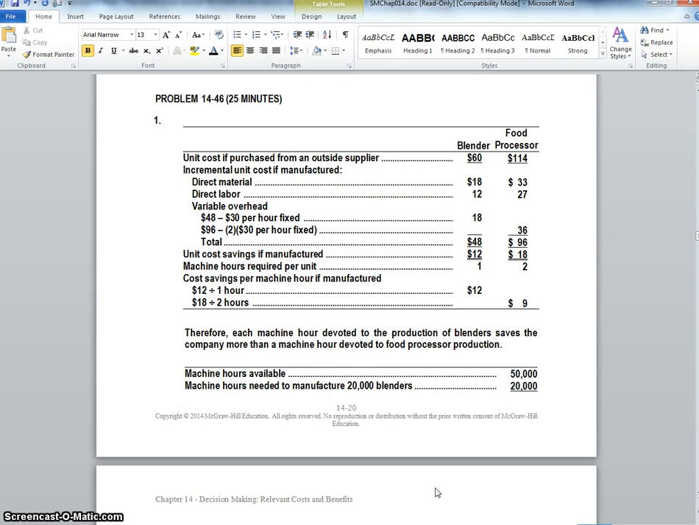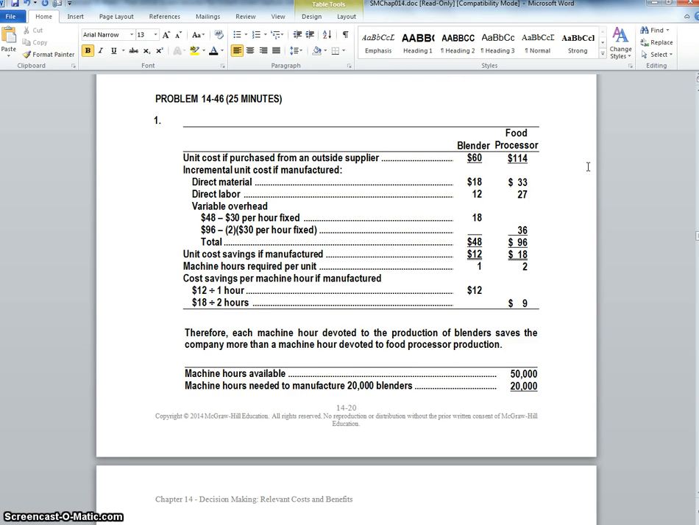Hi everybody, we're going to go through the third practice problem for chapter 14, and we'll do this very quickly because I have some place to be. But the problem is a limited capacity problem. So there's a constraint here.